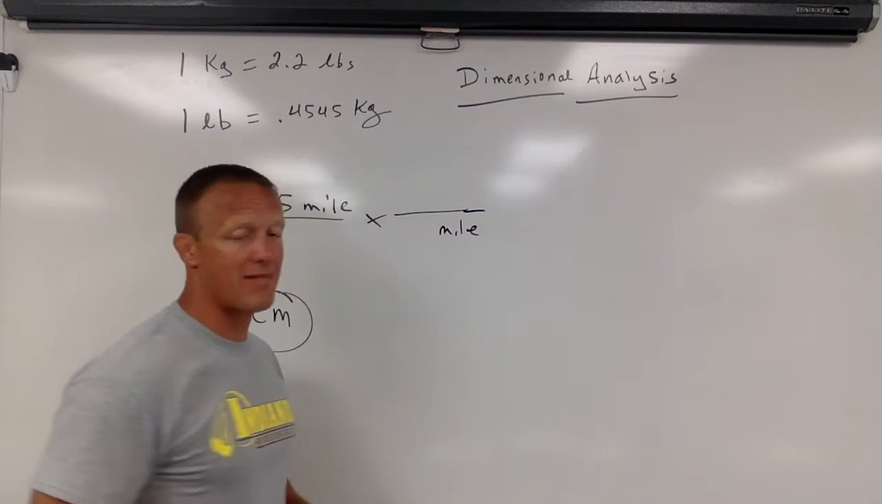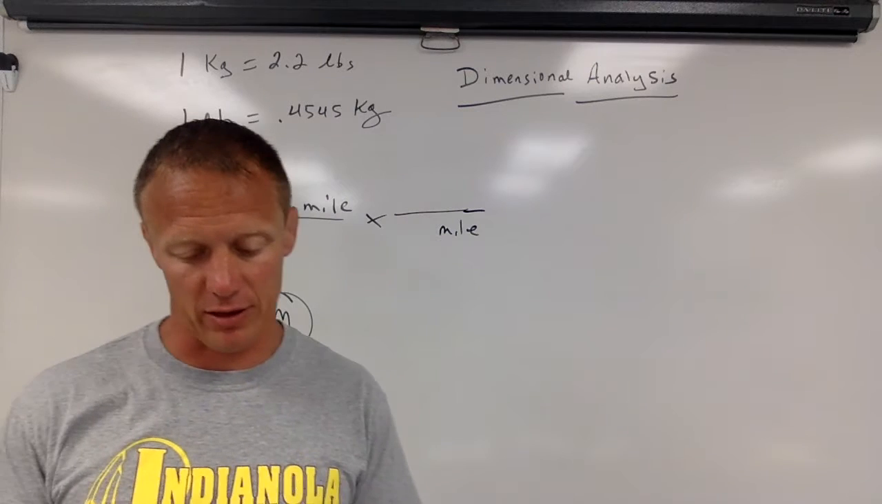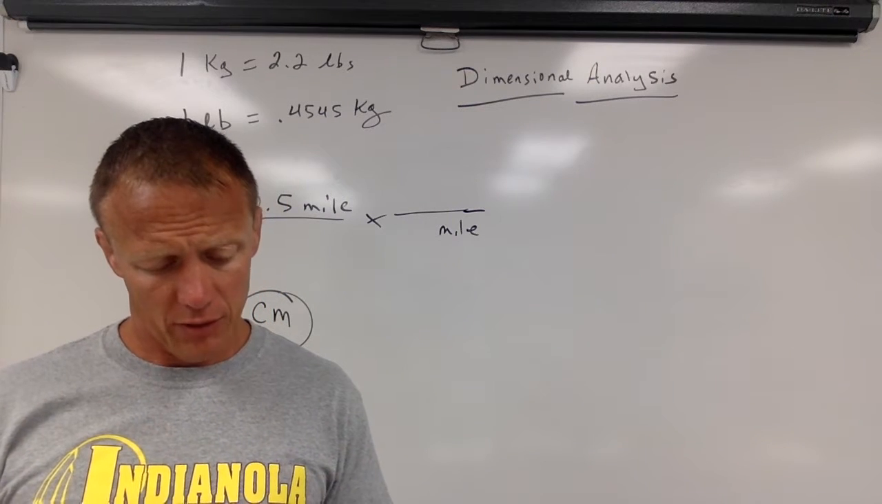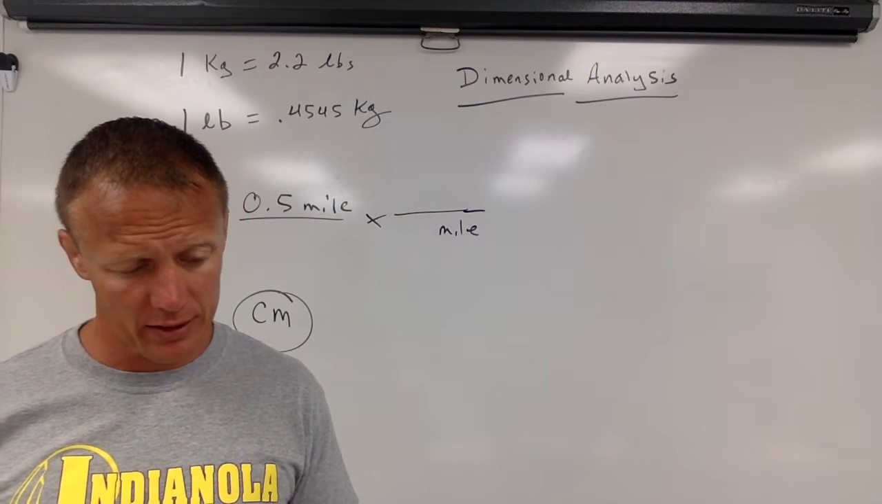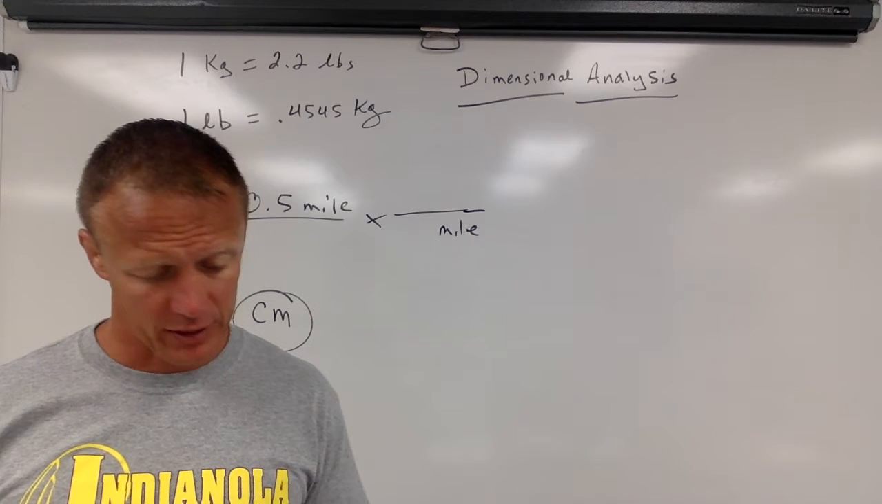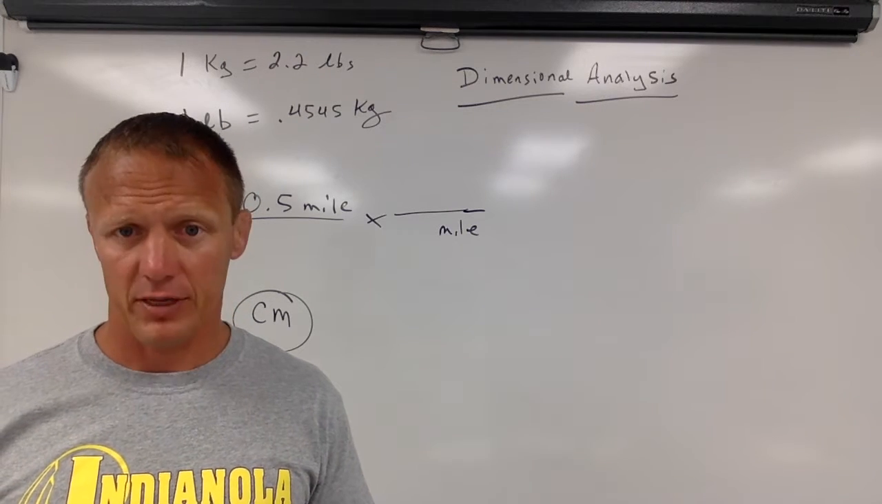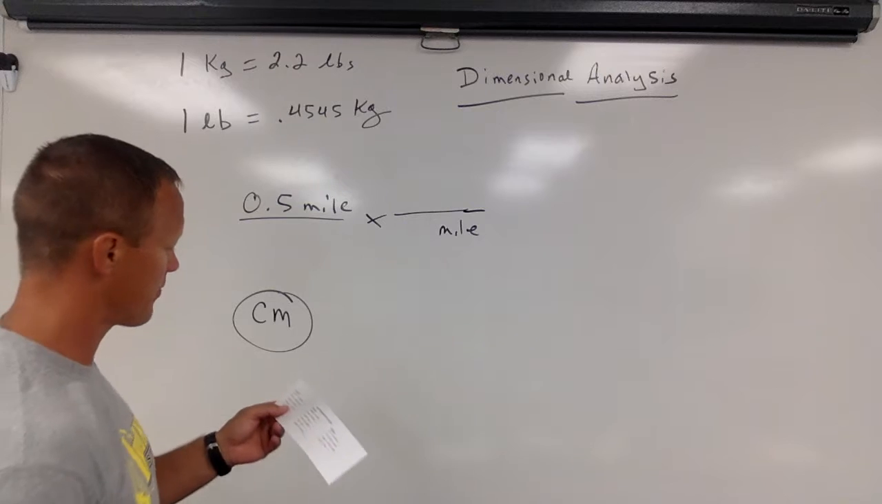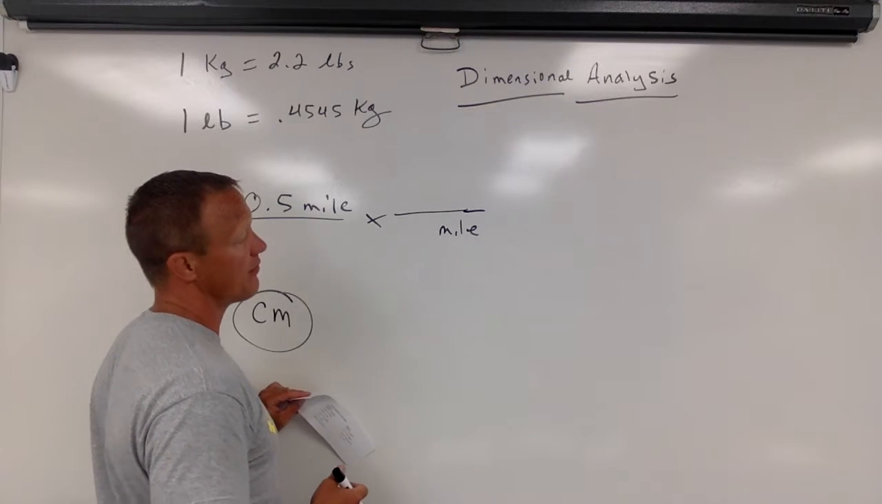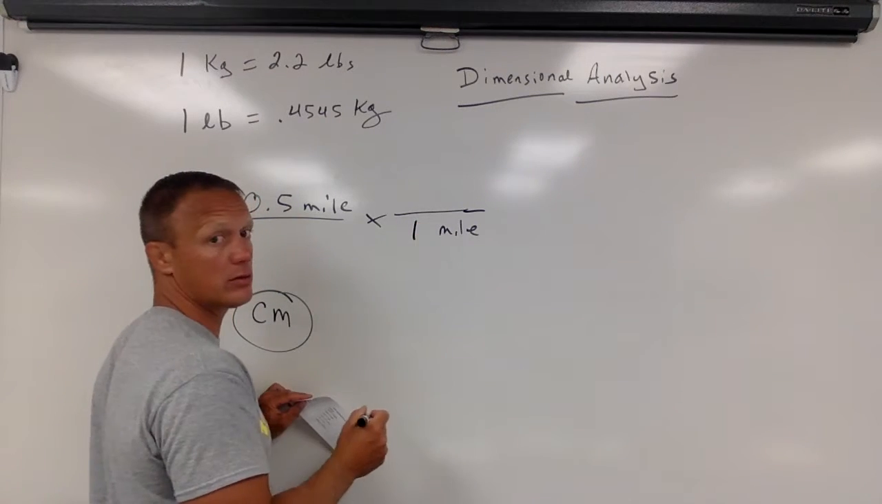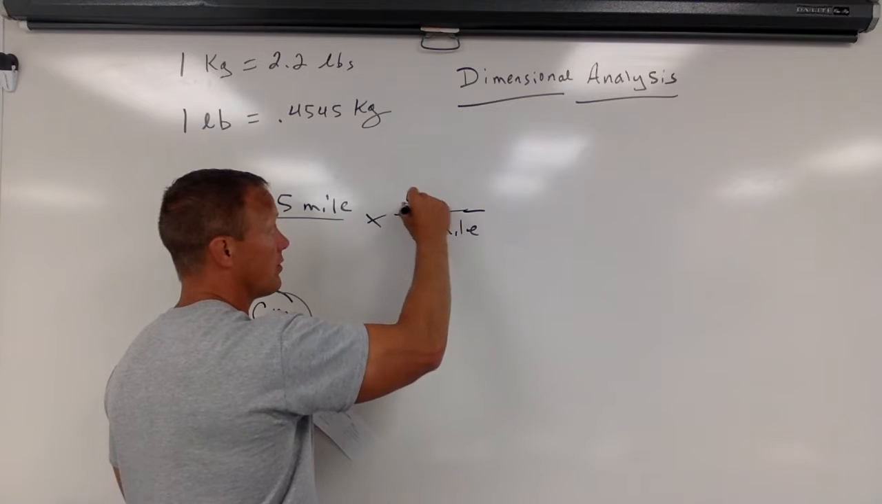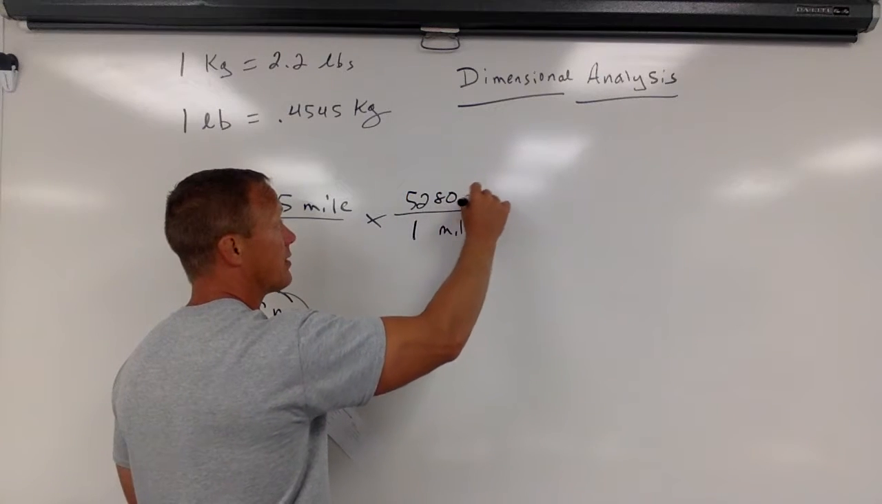So I'm trying to get from miles to centimeters. Well, this sheet doesn't have anything directly from miles to centimeters. There's several ways we can get there. It's got miles to kilometers. It's got miles to feet. Okay, there's several of them. Let's just go miles to feet. So 1 mile is 5,280 feet.